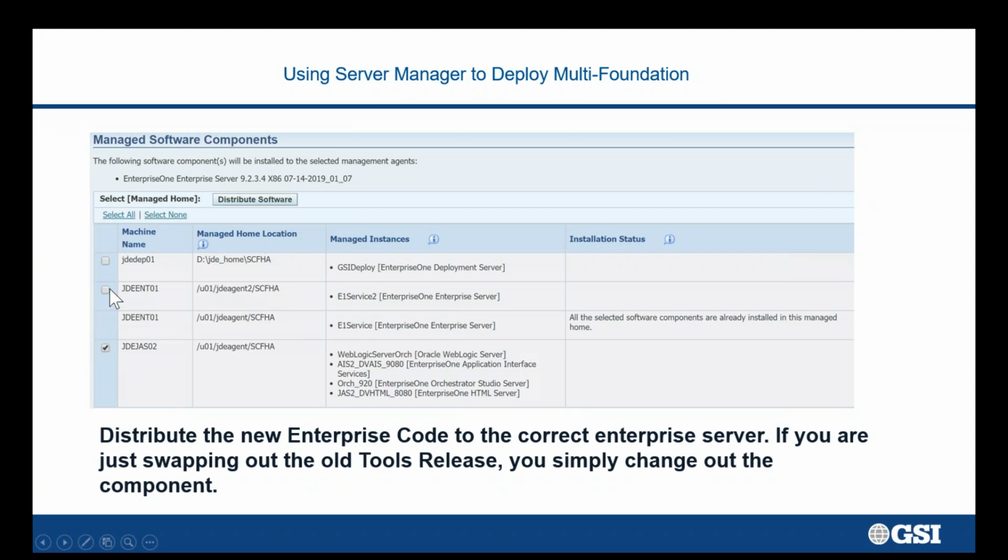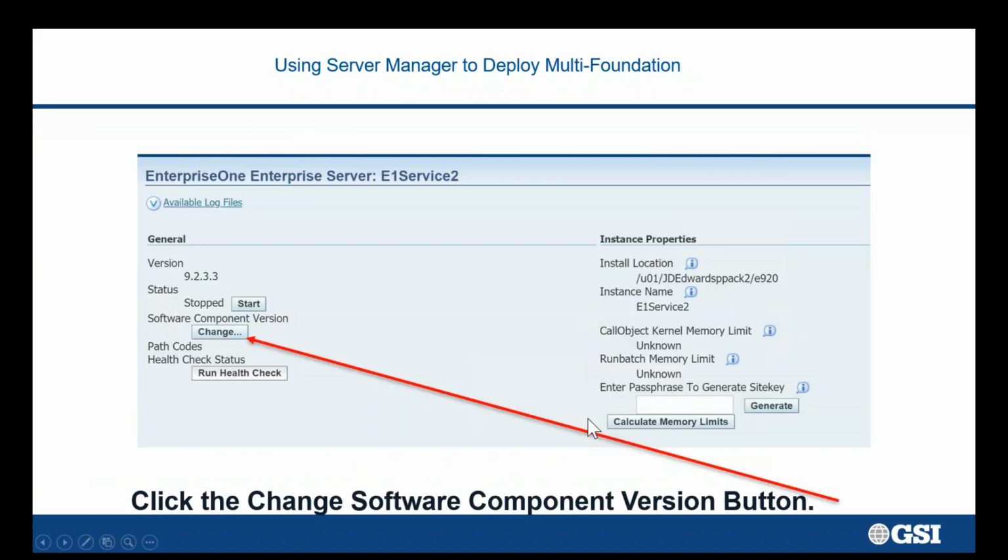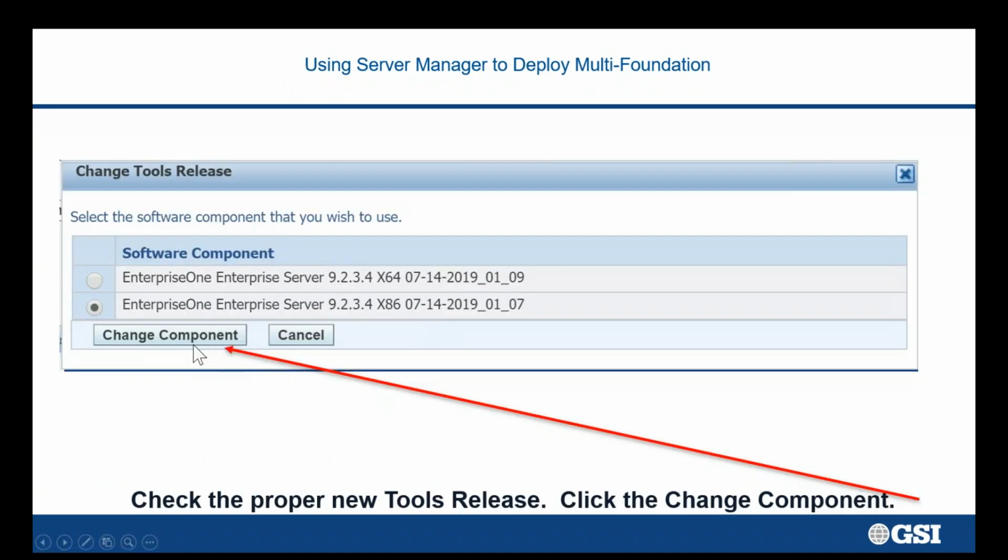This button should be clicked here for the JDE ENT 01, and then click the distribute software, because you got to get what you downloaded up to the enterprise server. Then just click on the change software component button. Pick the new foundation. Notice in this case I've got both components there. I've got the 32-bit and the 64-bit version.